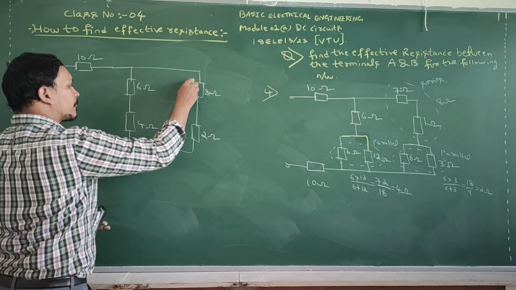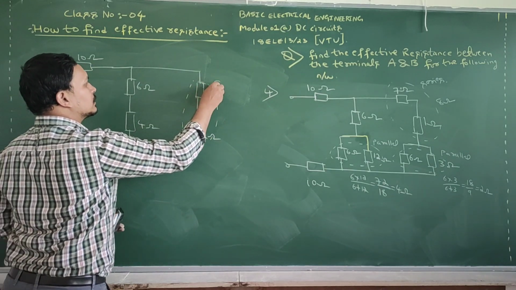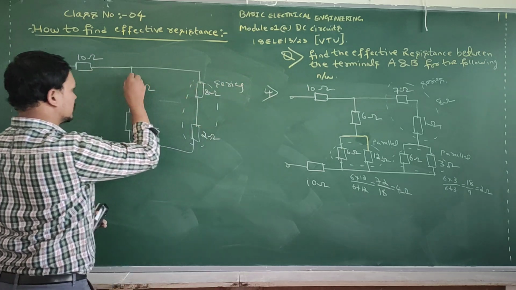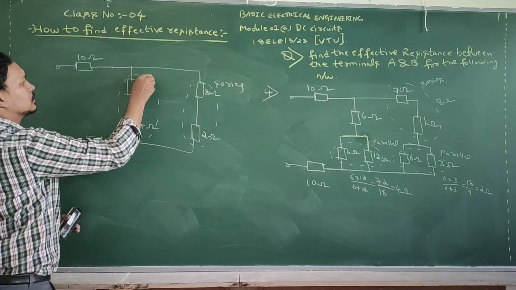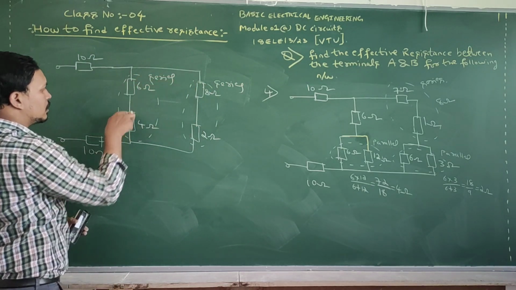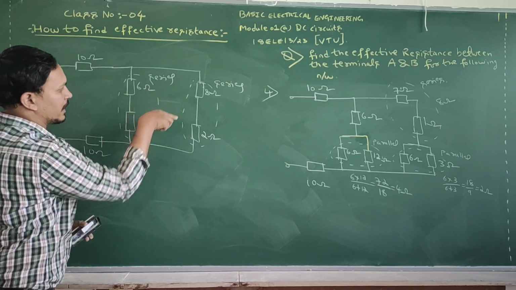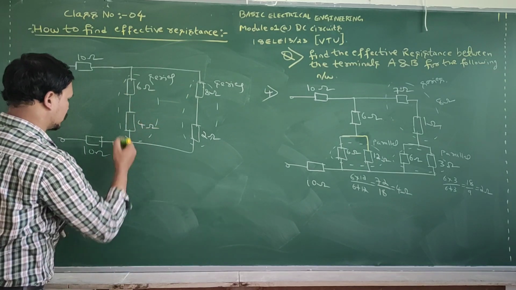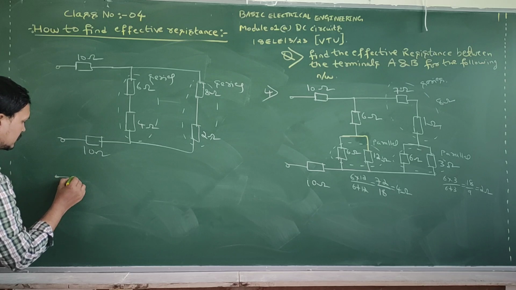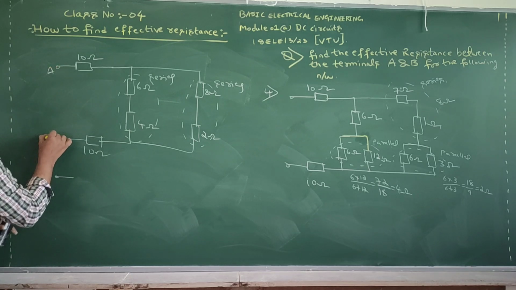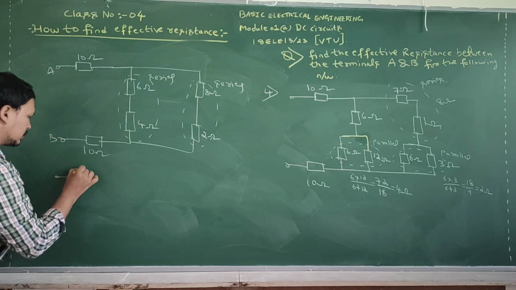Now I have written 2 ohms. Now these two are connected in series. Very good. And these two are connected in series. No disturbance for end to end. Therefore, you can decide those two are connected in series. Okay, this is terminals A and B. So 10 ohms.